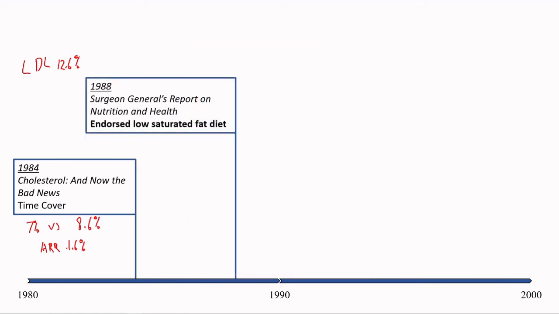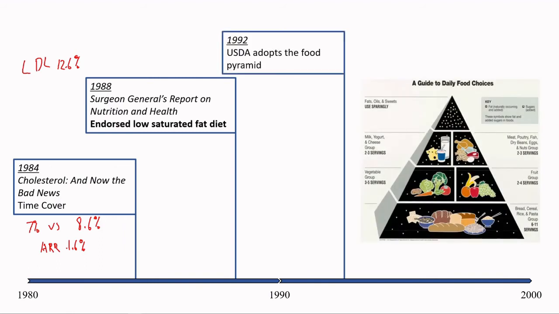In 1988, the Surgeon General weighed in with his report on nutrition and health, in which he endorsed a low-saturated fat diet. This was monumental, as the last prior Surgeon General report was in 1964 on the dangers of smoking. In 1992, the USDA adopted the famous food pyramid, which had a base of 6 to 11 servings of bread, cereal, rice, and pasta.